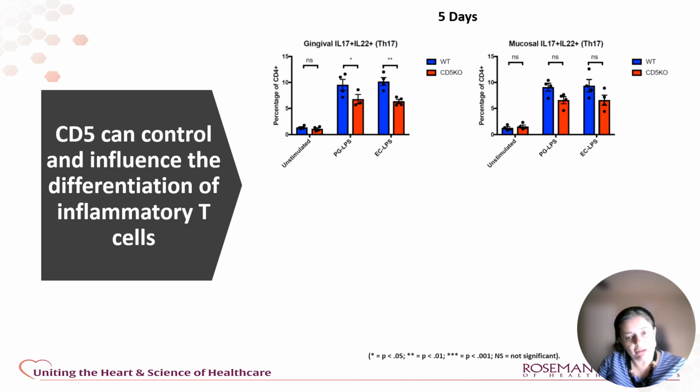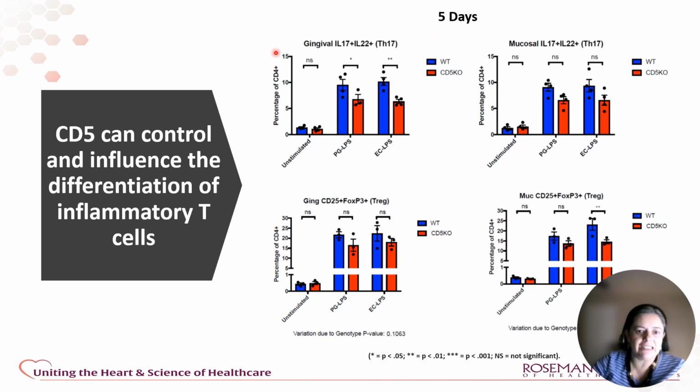So we were looking into that and wondering if the CD5 could control that differentiation, looking at it after 5 days of exposure to the cytokines, the activators, the lipopolysaccharide. So we measured again the gingival and mucosal from the Th17, being the wild type the one that will produce more Th17 compared to the CD5 knockout. Same thing with the wild type producing more Treg cells compared to the CD5 knockout, meaning, yes, CD5 can modulate and control these differentiations of T cells.